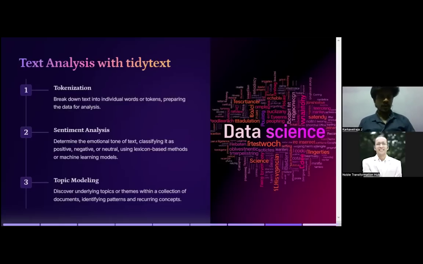Okay, what is next? We have sentiment analysis: determine the emotion or tone of text, classifying it as positive, negative, or neutral using lexicon-based methods or machine learning models. Once we have embeddings, we pass the embeddings to the model. That is numbers, guys. Text converted to numbers, we pass to the model. Now the model can do whatever we need based on the tuning.